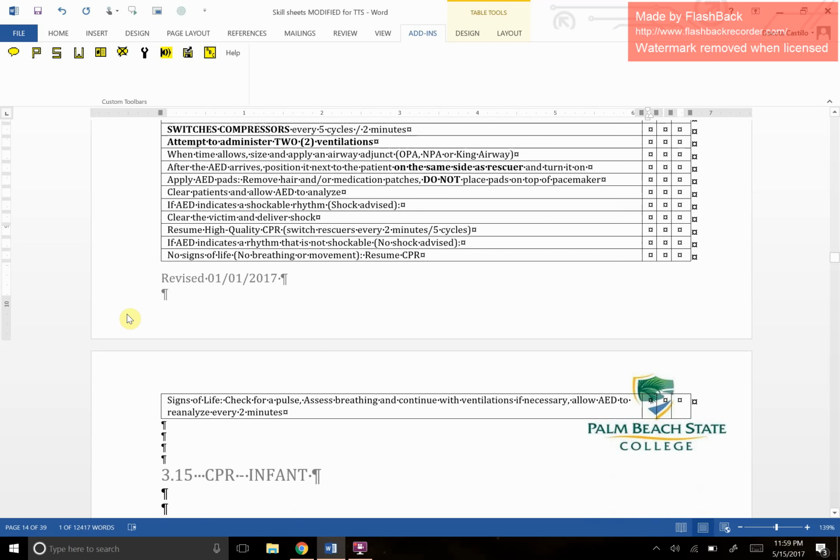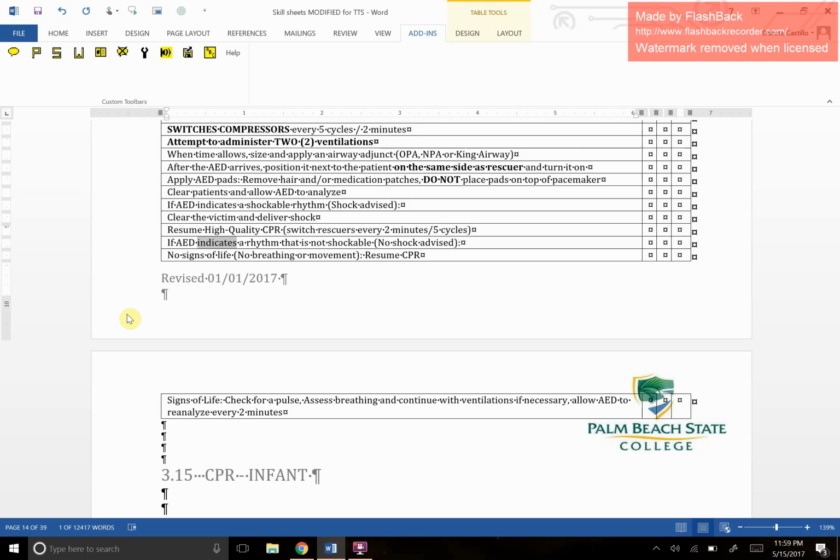Clear the patient and allow the AED to analyze. If the AED indicates a shockable rhythm, shock advised. Clear the victim and deliver the shock. Resume high-quality CPR, switching rescuers every 2 minutes/5 cycles.